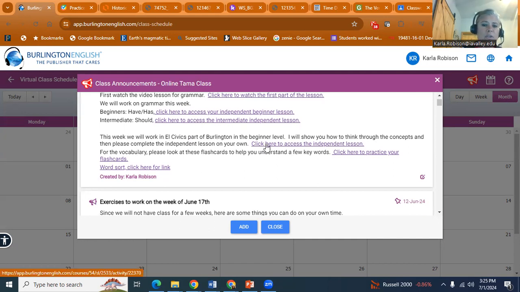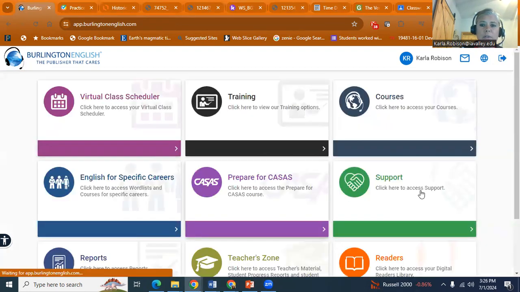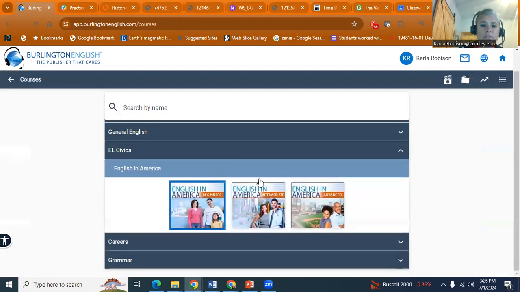And so here is the independent lesson. When you're ready to work on it independently, you will click there. I put together some flashcards for us, and I'll show you this when we get there. To access the flashcards, you can click here. I also put together a word sort for everybody to click into and access as well, and kind of rearrange and play with the vocabulary words a little bit. That is where we're at again, and then I will give you time to work.